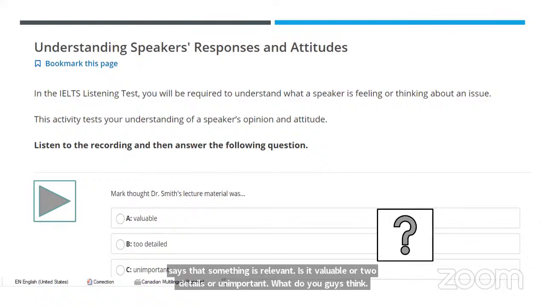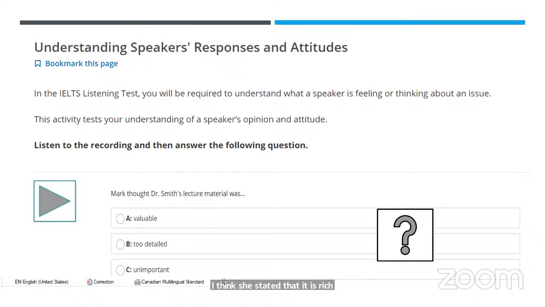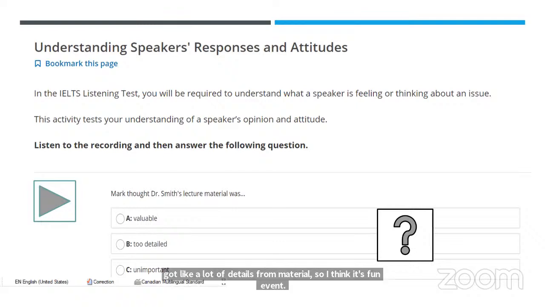I think she stated that it is rich, useful, and she got a lot of details from his material. So I think it's valuable. I think it's not too detailed in a boring way. It is valuable. Yeah, that's what I got. What I understood actually. Yes, you are right.